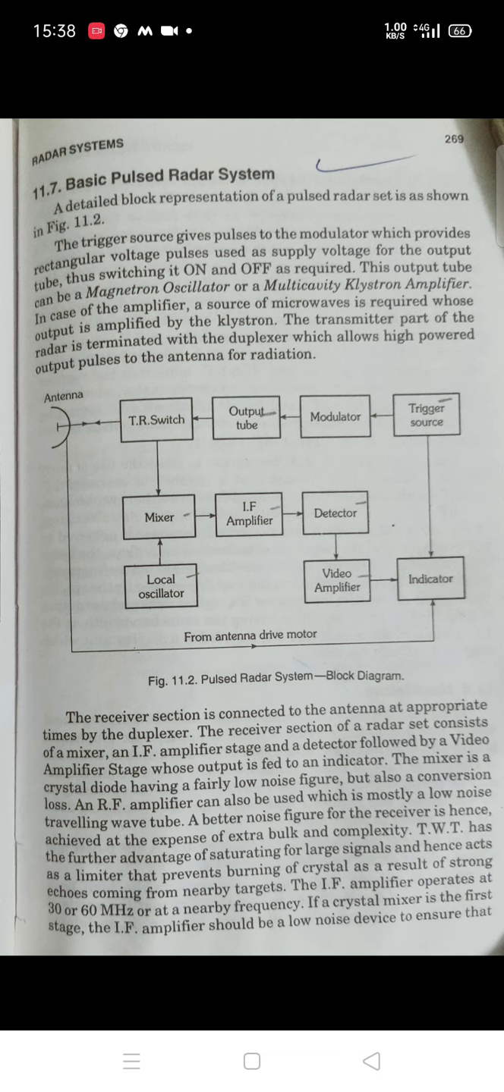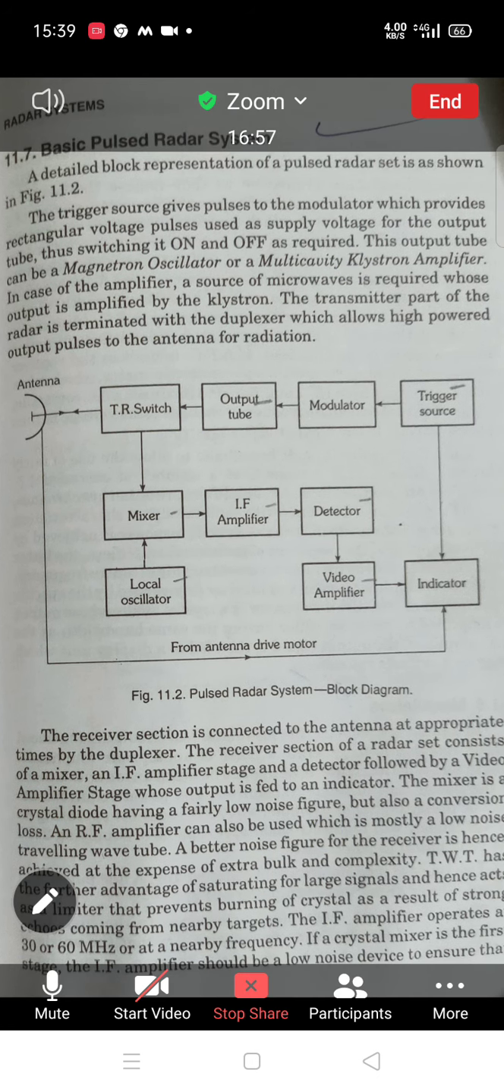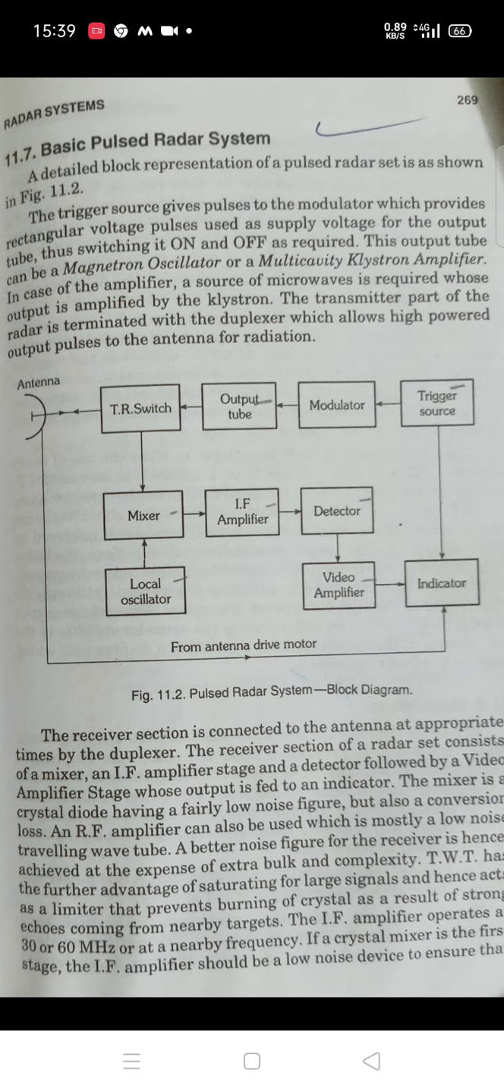So in the examination you have to write the basic block diagram of the radar system and write the function of each block briefly. Okay, so next, according to your syllabus, we have to take the basic pulse radar system. The detailed block diagram of that basic pulse radar system will be shown here. This is the block diagram of the pulse radar system.